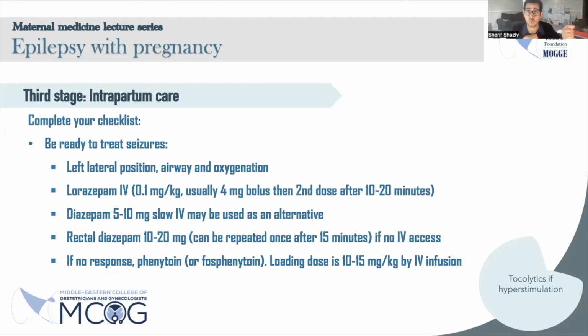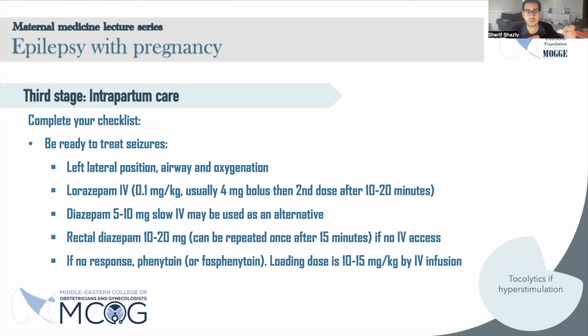So it's 0.1 milligram per kilogram. Roughly, if you didn't have the time to make calculations, just give 4 milligrams. And then you can repeat that after around 15 minutes if needed. So 4 milligrams, repeat it after 15 minutes if needed. This is lorazepam, or ideally just calculated based on the weight of the patient.